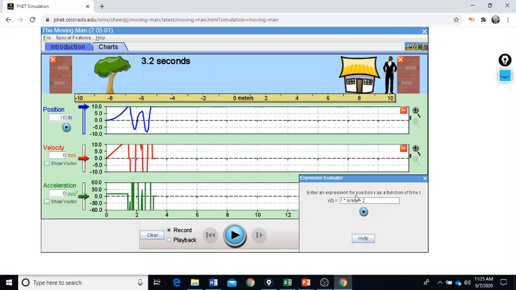it says enter an expression for position x as a function of time. They've got this equation here that x as a function of time is 7 times the sine of time plus 2. So, just play that, then you could see what's going on if you wanted to have an expression for the person's position as a function of time.